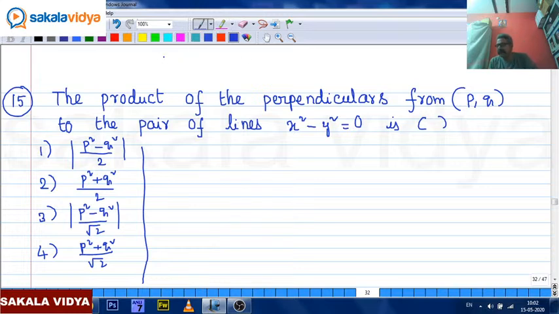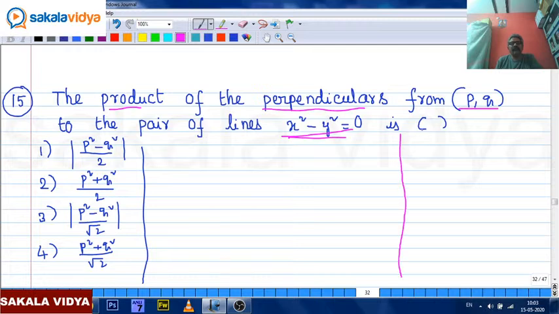Leave it now about the question, whether it may be minus 1 comma minus 1, the answer is same, right? Product of the perpendiculars from P comma Q to the pair of lines x square minus y square is equal to 0. First, the product of the perpendiculars from x1 comma y1 to the pair of lines ax square plus 2hxy plus by square is equal to 0, we need to find out. That formula we have for product of the perpendiculars.